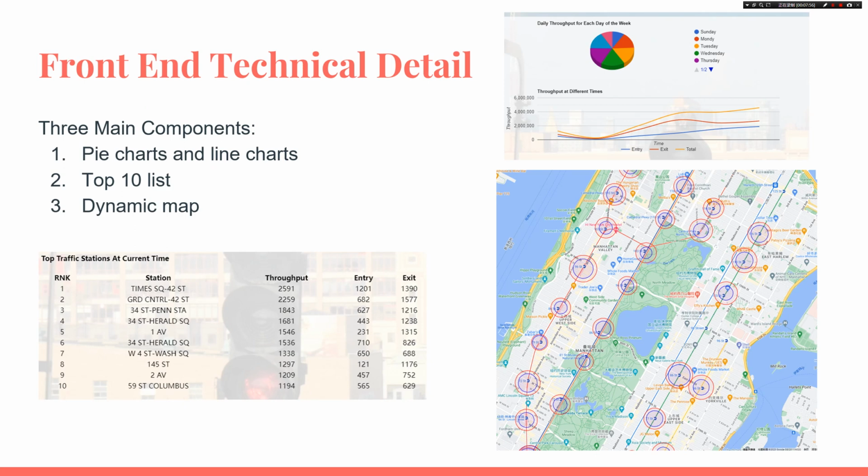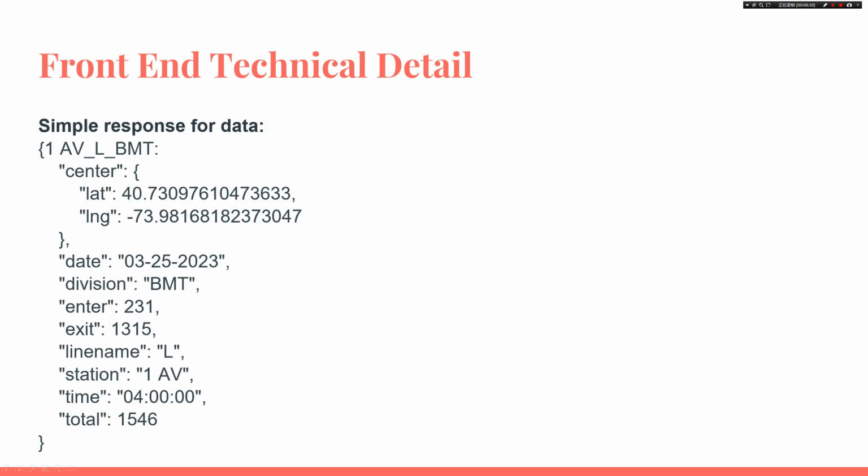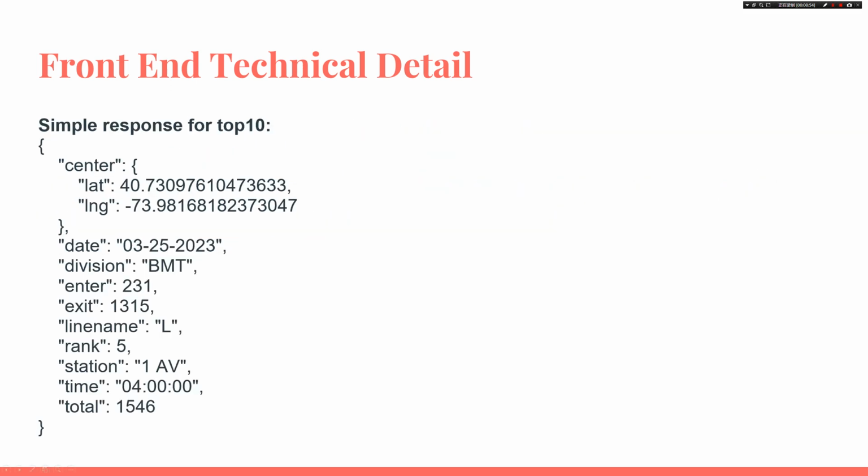About our front end, we have three components, as shown in the previous demo, including pie charts and line charts, the top 10 list, and the dynamic map. Each of them functions independently for best readability, meaning each of them would fetch, process, and present data independently. For the dynamic map, we use the Google Map API to achieve it. So here is our sample response for data. And the ID is formed by station, line name, and division. This greatly ensures the uniqueness of the station because the original MTA dataset used these three fields to identify the station. So here is our sample response for the top 10 stations.